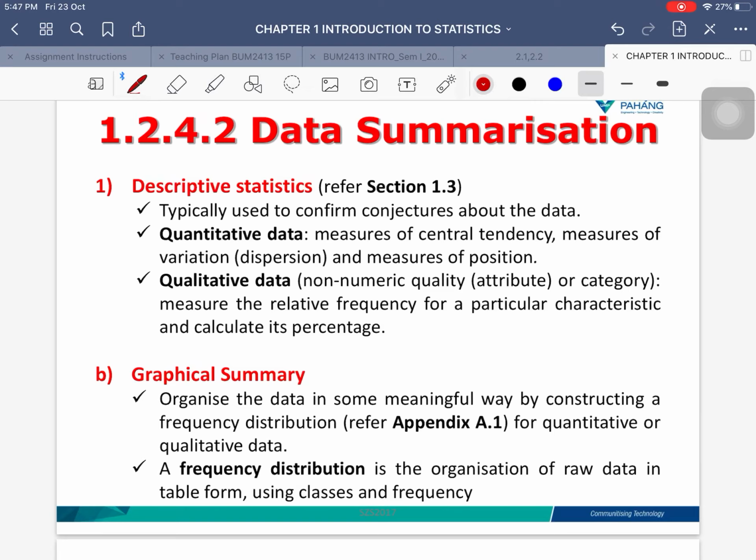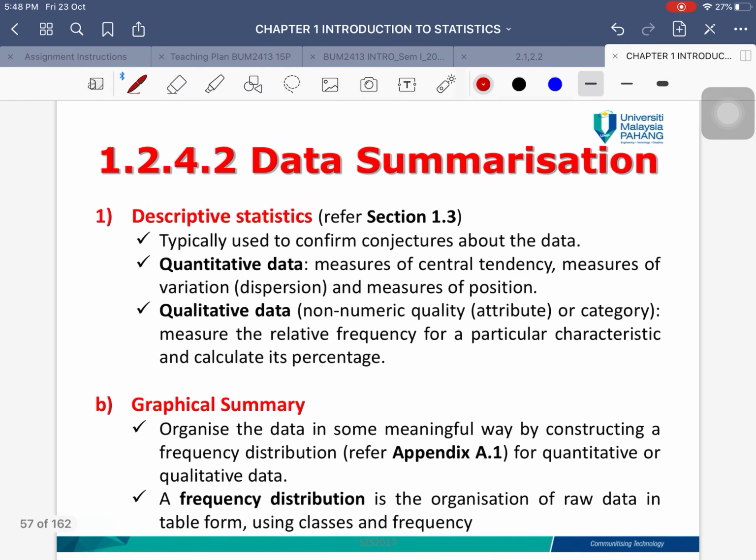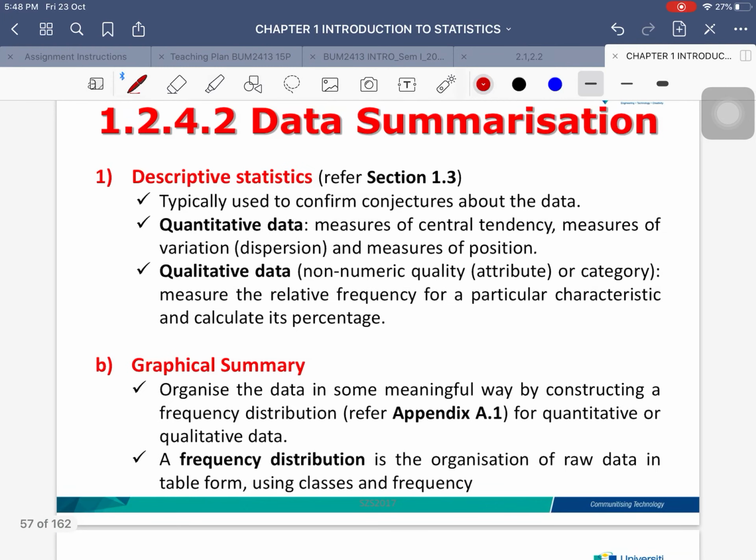Okay, so after all that, what you're going to do is summarize your data. There are two ways of summarizing your data. One is called descriptive statistics, which we're going to discuss in section 1.3. So I will leave that for now, but for now, we're going to talk about the graphical summary.